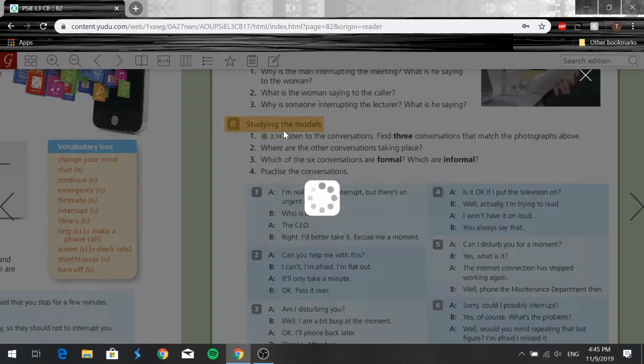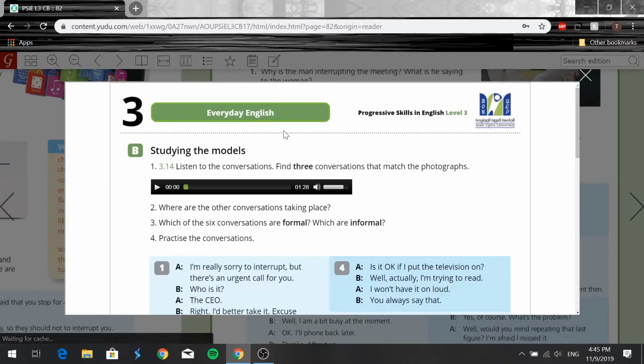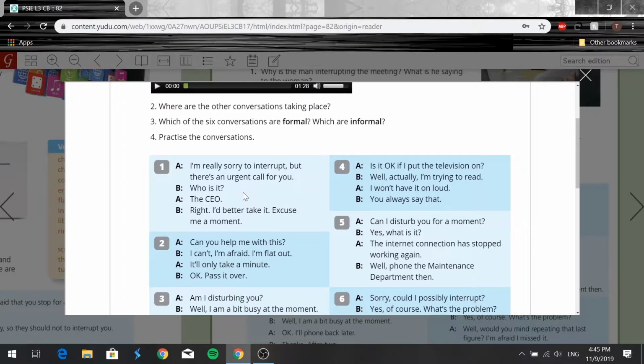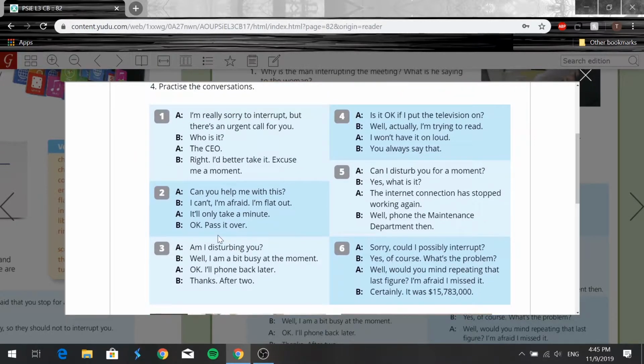Now let's open exercise B again. We did B1. Now let's go to B2. Where are the other conversations taking place? Okay, so we did 1, 3, and 6. So now we have 2, 4, and 5. So can you help me with this?